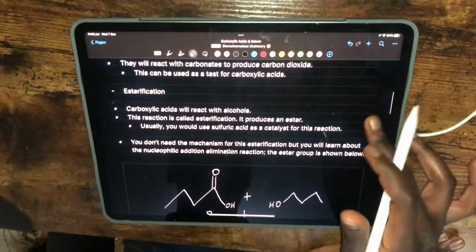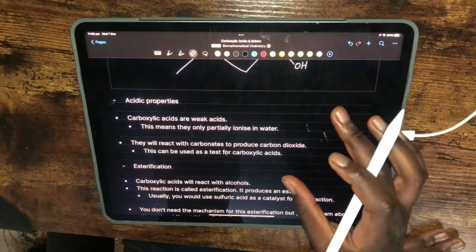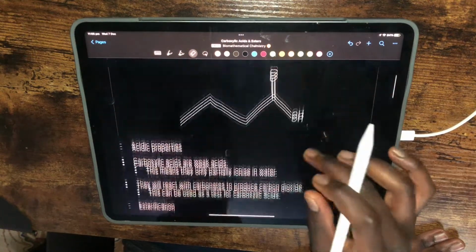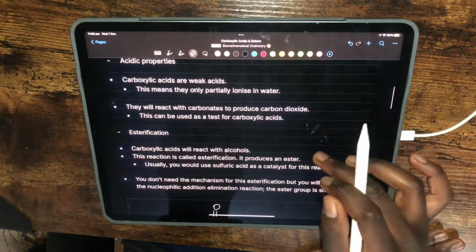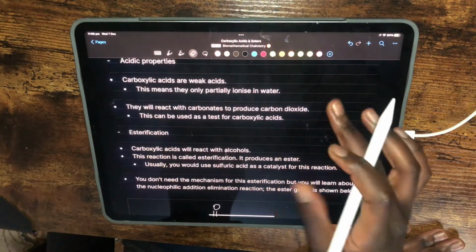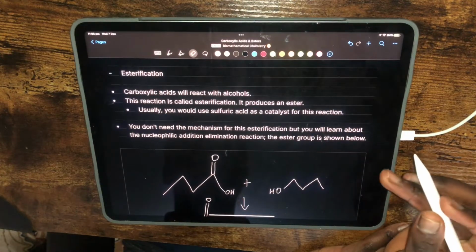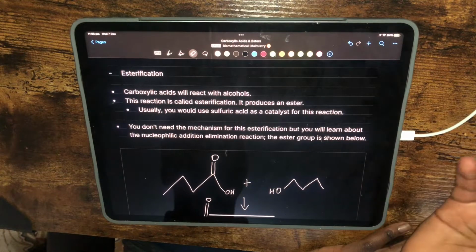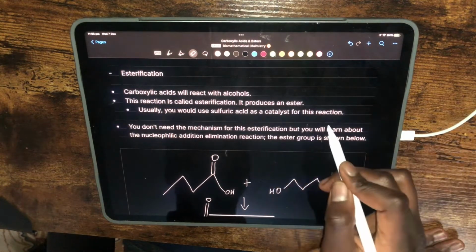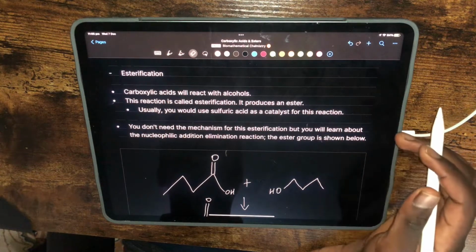So this is just general things about carboxylic acids. I gave an example, the structure, the functional group, and a way to test them, some general properties. And then there's esterification, which is something that carboxylic acids do. Carboxylic acids will react with alcohols, and this is just called an esterification. It produces an ester. Usually you would use sulfuric acid as a catalyst for this reaction.